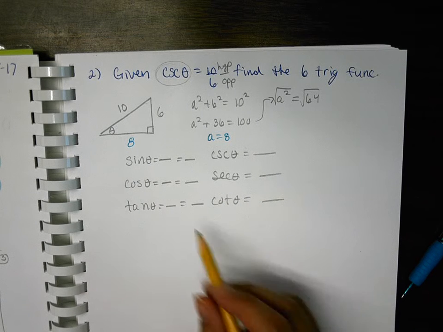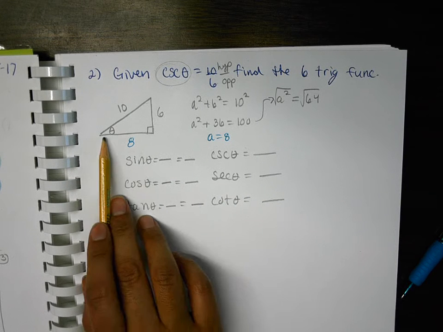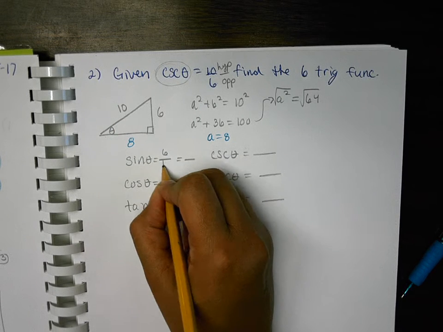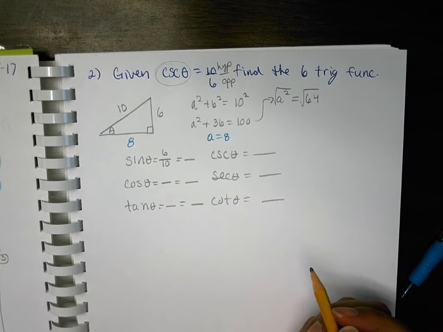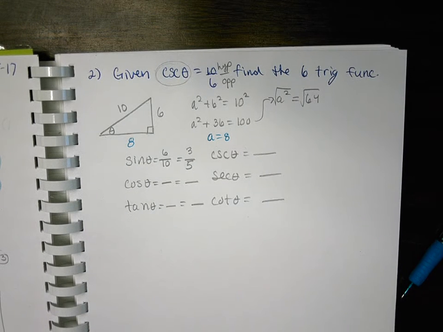Can you give me the answer for sine of theta? Sine of theta would be what over what? Opposite over hypotenuse, so 6 over 10. I only have 2 because I know 6 over 10 can reduce. What does it reduce to? 3 over 5. So do you always reduce? Always reduce. The reason they didn't reduce in the statement is because it wouldn't have been the same.